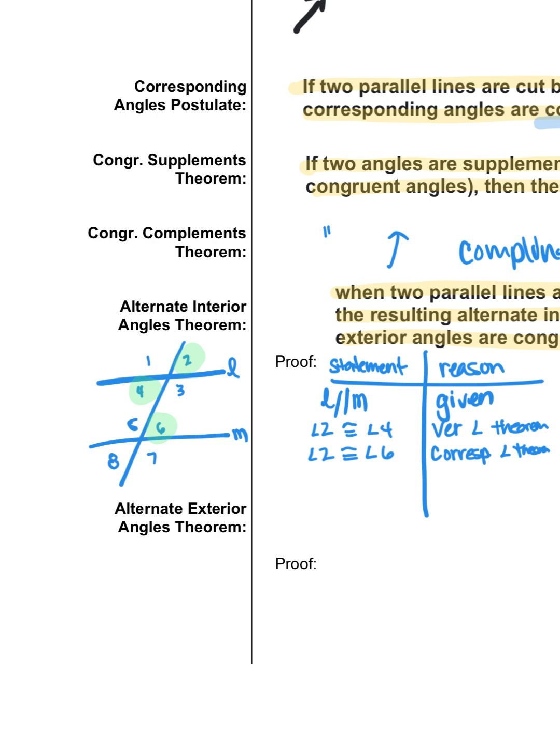Now because of what we have here, you can look at this. Angle 2 is congruent to 4 and 2 is congruent to 6. So we could use transitive and get rid of the angle 2's and say angle 4 is congruent to angle 6 by the transitive property. That's one of our algebraic properties. And if you notice on here, angle 4 and angle 6 are alternate interior angles, so we proved it.